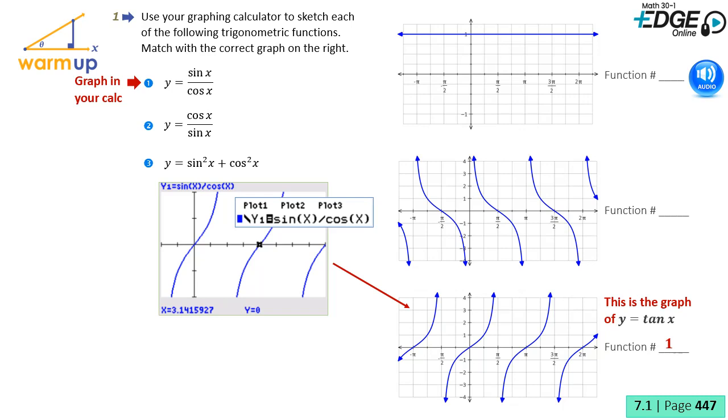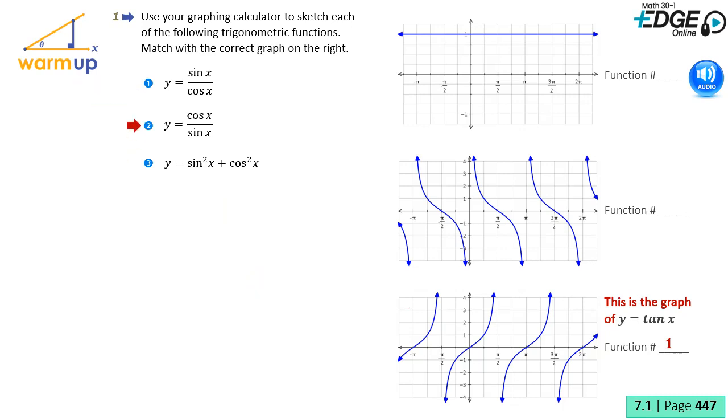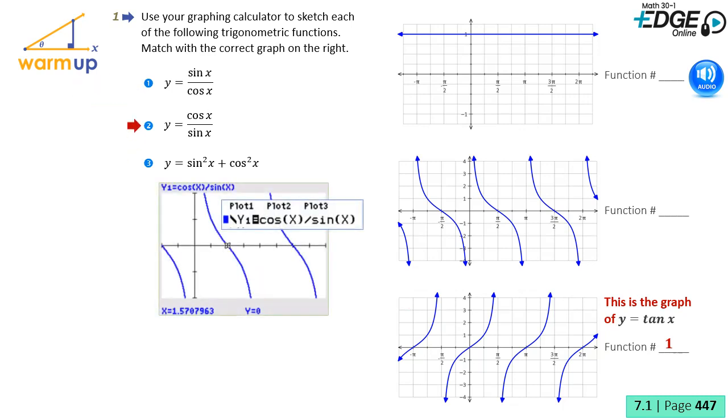What do you notice about function number 2? Be careful, when I first looked at this, I thought it was maybe a reflection of graph number 3, but this is in fact something different. Cosine x over sine x is not a reflection of tan x, it is actually cotangent x. We'll revisit that in a minute.